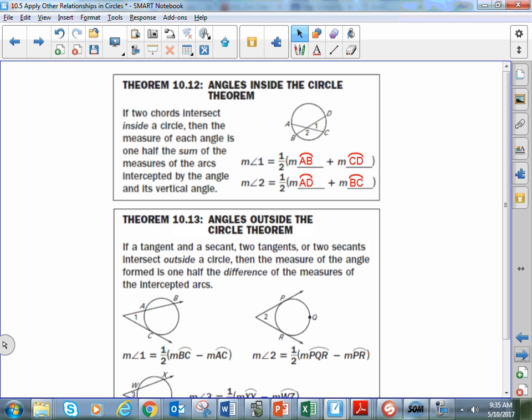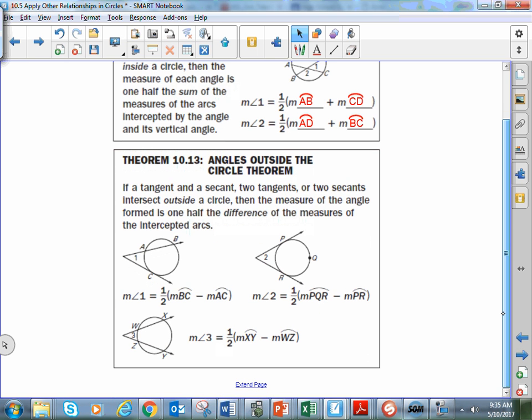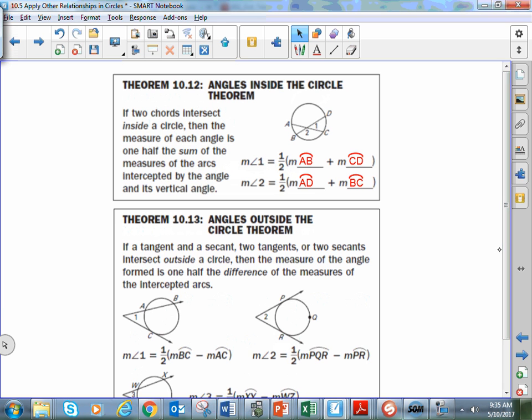We have inside, outside, and on. So what we're seeing on this page is both the angles that are inside and the angles that are outside. The ones that we saw on the first screen were the angles that are on the circle. That's just how I classify them to make it easy talking about them in class.